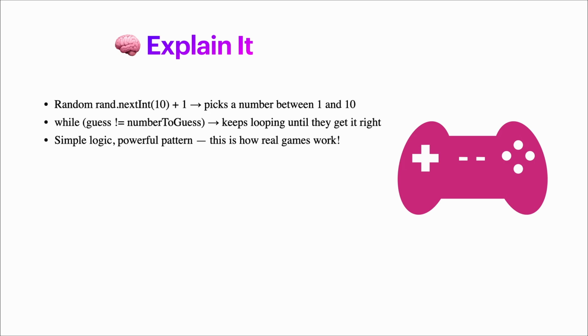Now, the third point is simple logic, powerful pattern. This is how real games work. I made a reference to Call of Duty initially. When you are in battle mode, you find that until your team gets to the 30 mark, or I think the 60 mark, the game keeps looping. You keep dying, keep coming back, keep dying, keep coming back. The game keeps looping till you get to the 30. The first half is 30, and you still keep looping till you get to the second score.